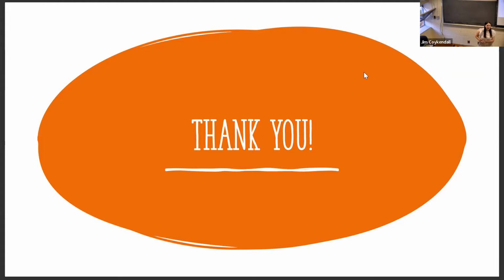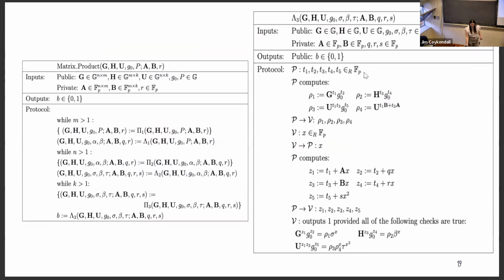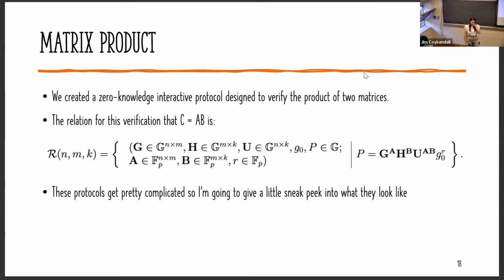Yes. Can you go back to the protocol outline? Yeah, sure. This one? Back a couple, yeah, right there. Yeah, sure. Let's see, so this is G to the power of A. How do we define this matrix power? That was a really great question. I might have to think about that and get back to you. No worries.